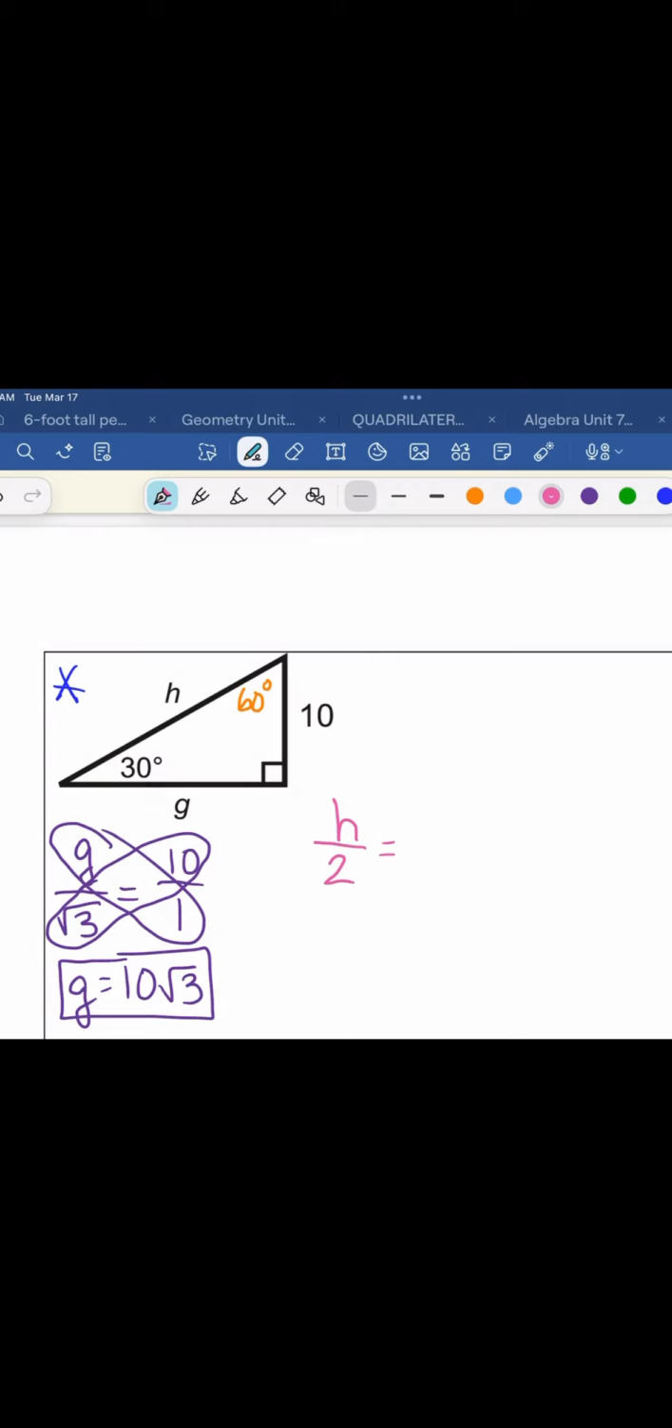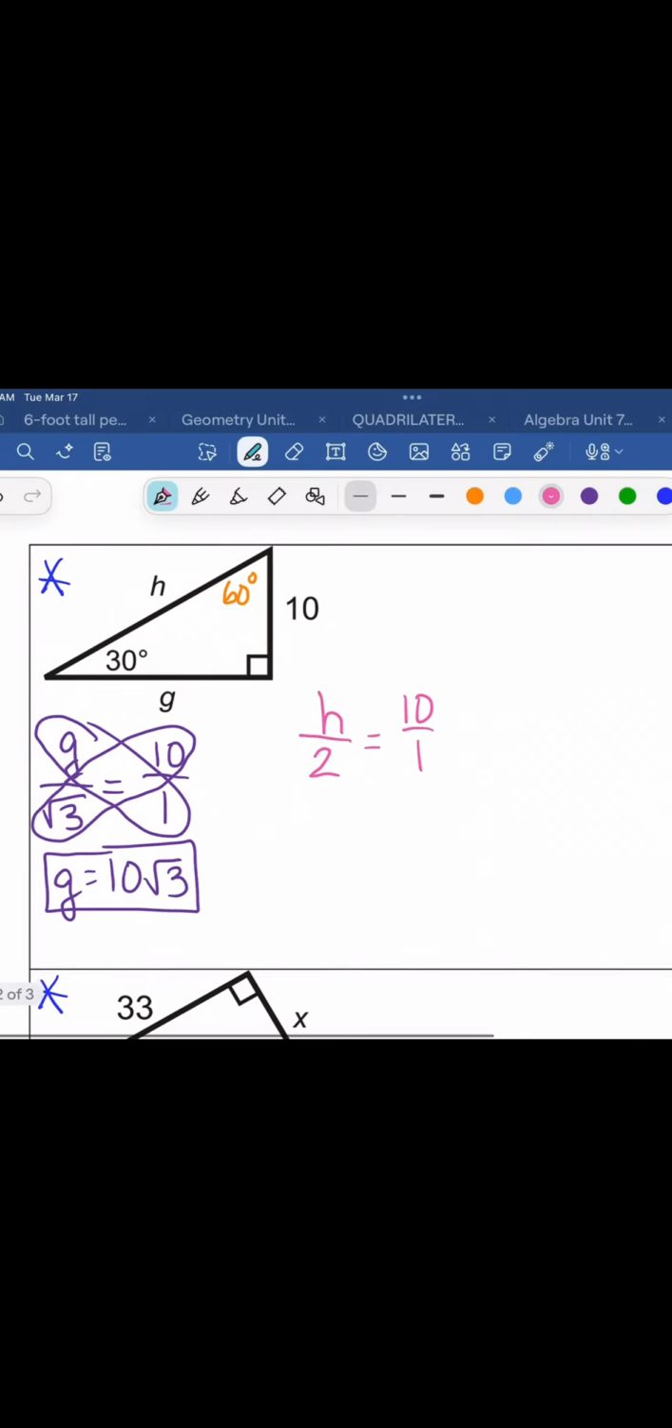Biggest thing, just like last week, is to make sure you are staying consistent with how you're setting up your proportions. So then when you cross multiply, H times 1 is H equals 2 times 10 is 20. And you're done. So you solved for both of them.